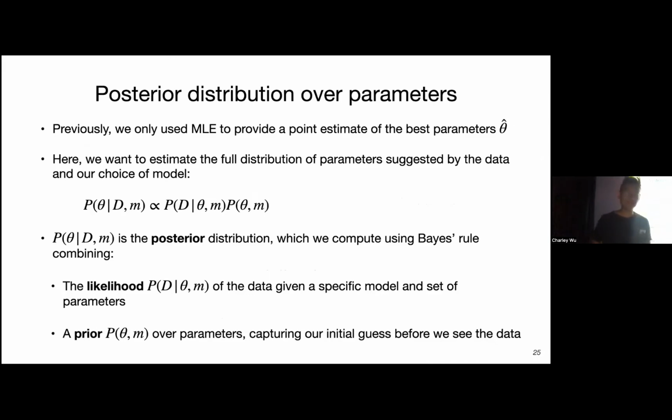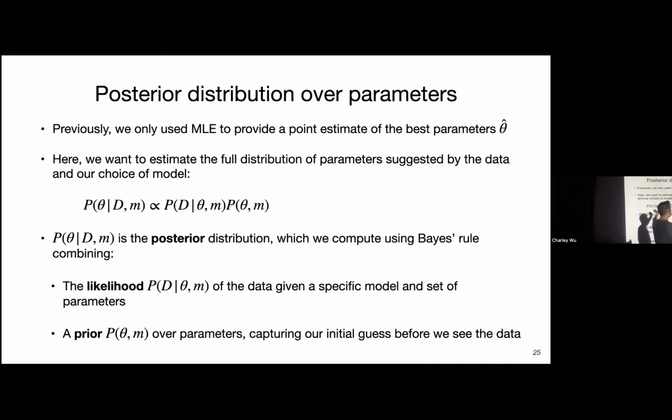Okay, time to do a little bit of math. So we want to compute a posterior distribution over parameters. Previously, we had used maximum likelihood estimation to provide a single point estimate, right? This is the theta hat we found before. But now we want the full distribution of parameters suggested by the data in our choice of model. And this is this term here, right? We want to get a posterior probability of the parameters given the data in a specific model.